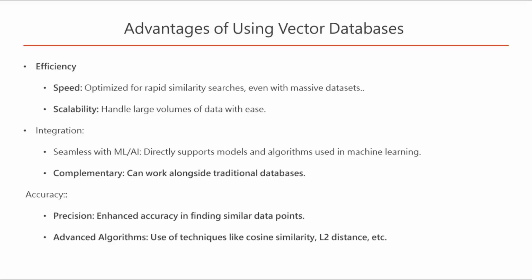Third is complementarity: it can work alongside traditional databases. And accuracy. First, precision: enhanced accuracy in finding similar data points. Second, advanced algorithms use techniques like cosine similarity and L2 distance, etc. L2 distance is a measure of the straight-line distance between two points. Next.